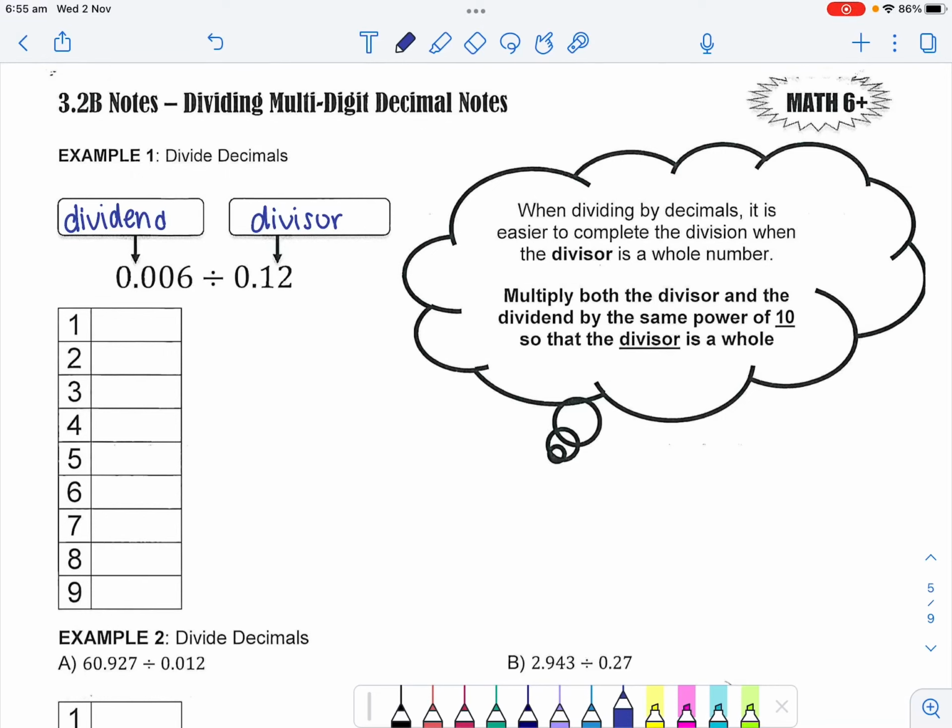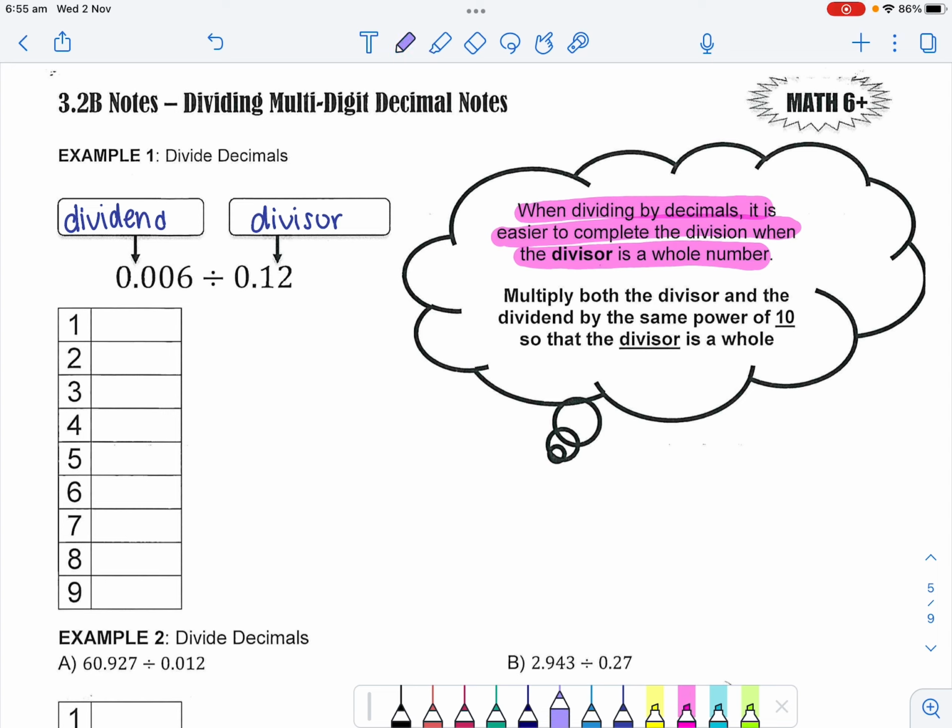Hey everyone, today we are going to talk about dividing multi-digit decimals. To divide multi-digit decimals, it's easier to complete the division when the divisor is a whole number. So I'm reading from this little thought bubble over here. So what you're going to do is multiply both the divisor and the dividend by the same power of 10, because a power of 10 is just going to move the decimal to make the number be what we want.